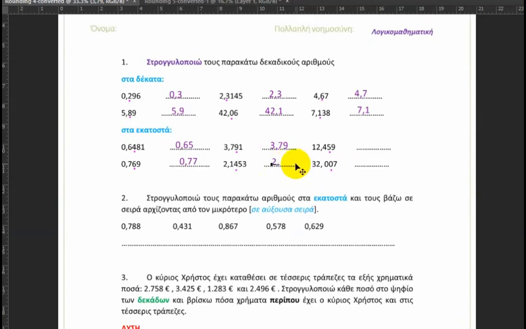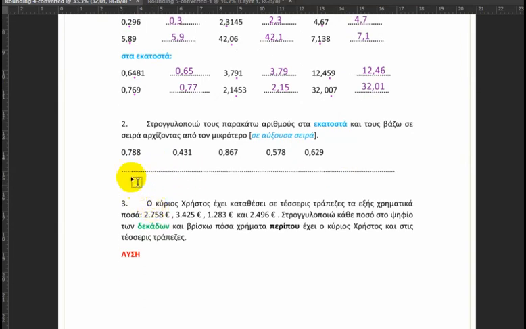Then we have 2.14. 4 has a 5 after it, so it's going to grow by 1, and everything else gets turned to 0. Then we have 12.459. So the 5 by 1 becomes 6, and everything gets turned to 0 because 9 is a big number. Then we have 32.0, which will go up by 1 because 7 is a big number. So it becomes 1, and the 7 becomes 0.